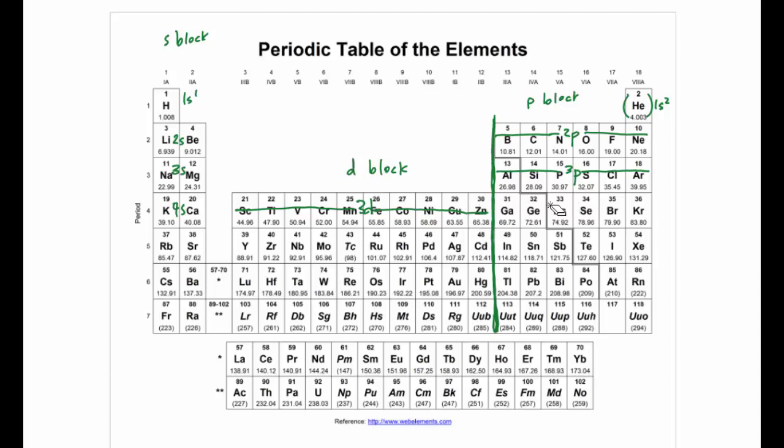But then following 3D is not 3p, it's going to be what over here? It's going to be 4p. Okay? So rubidium and strontium would be what? That'd be 5s. Then yttrium through cadmium. What are those? 4D. That's 4D. Okay. Just draw a line there to show we're filling the 4D.